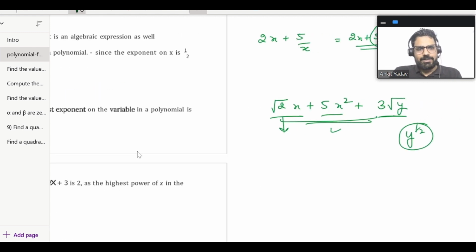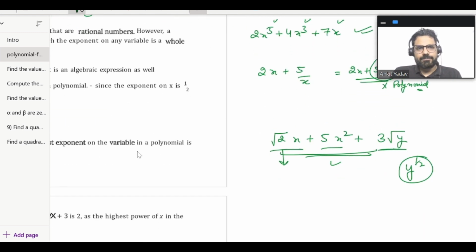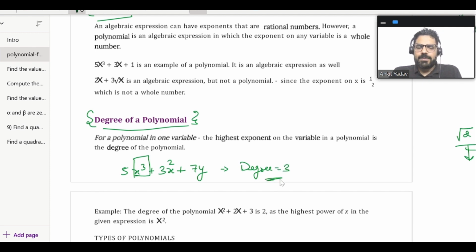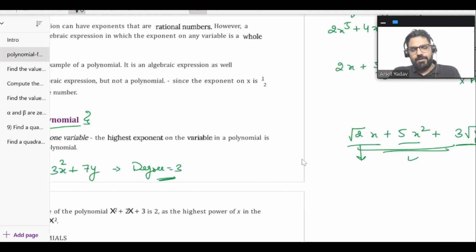Let me take a different example: 5x^3 + 3x^2 + 7y. Here, what would be the degree of the polynomial? Here, the variables are x and y. So the maximum power of x is what? 3. So the degree of the given polynomial is 3. Clear? Fine, everyone?